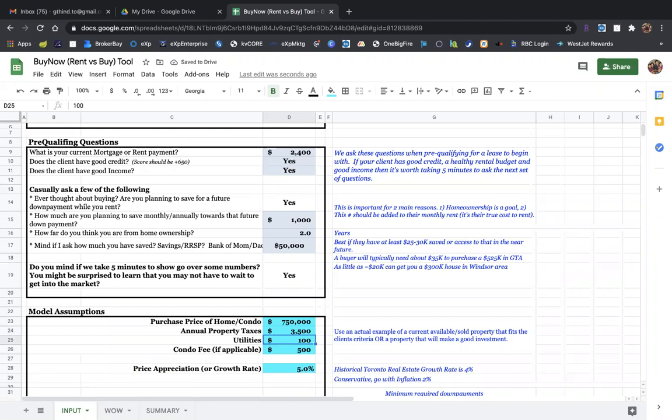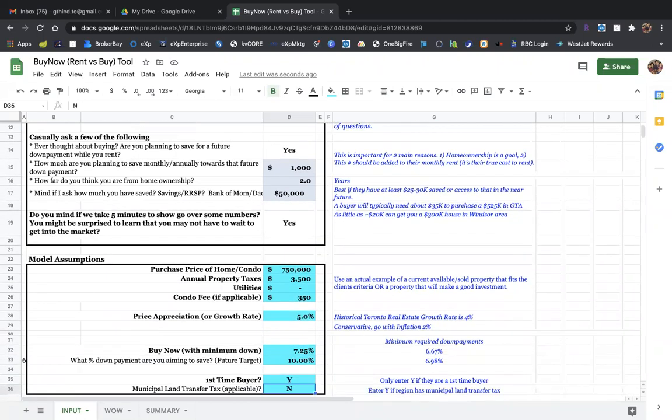I'm not going to include utilities right now. And then it's a condo townhouse. Let's assume it's $350 because you usually have to pay your utilities on that townhome. Price appreciation or growth rate, I'm going to use 5%. Historically, Toronto's around 4. The market's been outperforming, especially over the last decade and a half. I'm still just going to use 5 to be a little bit conservative and still give it a bit of a bump.